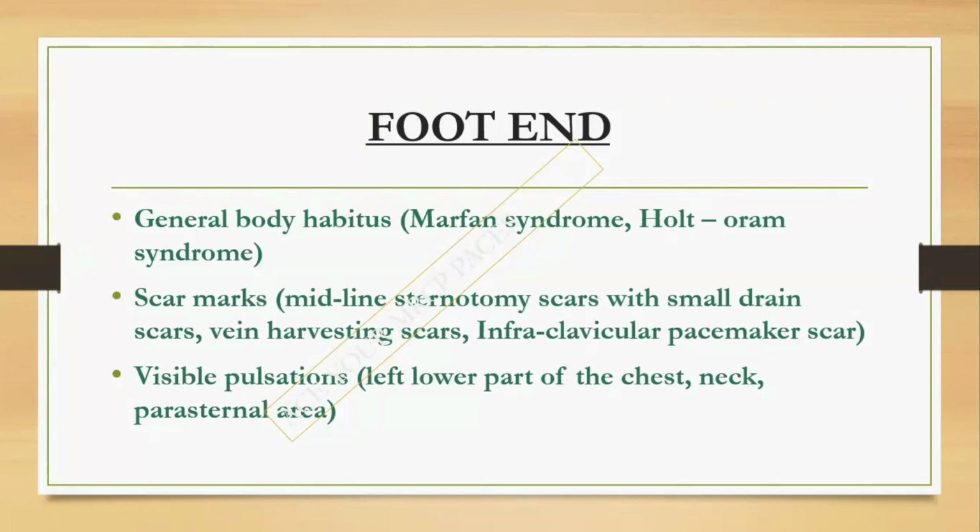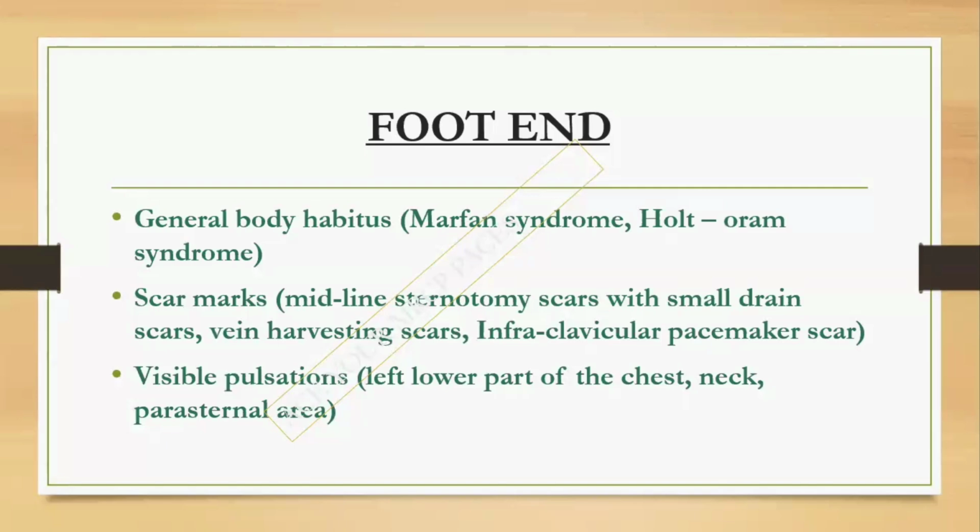Then you will look for scar marks. Even in FCPS, now they are giving patients in the cardiology station with scar marks, and they expect the candidates to find out the underlying cause, and even to look for aortic valve replacement, or mitral valve replacement, or both, or any regurgitant murmur along with it. So you should comment on a midline sternotomy scar along with small drain scars, and any vein harvesting scar. Whenever there is a midline sternotomy scar, always expose the leg of the patient and look for a vein harvesting scar.